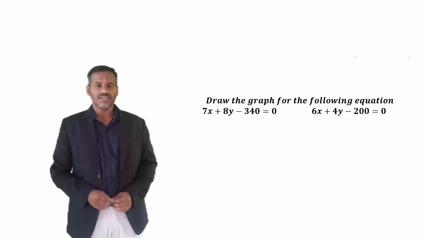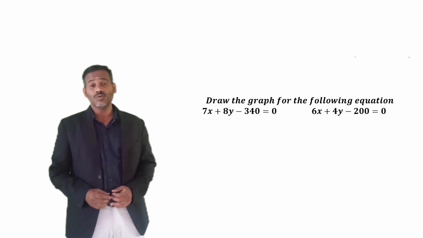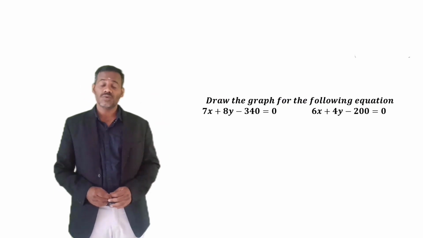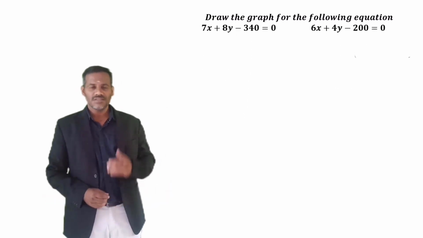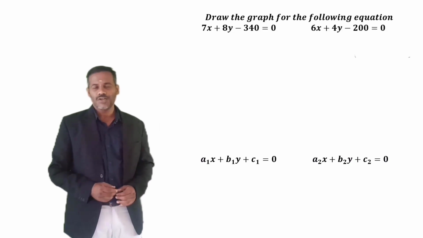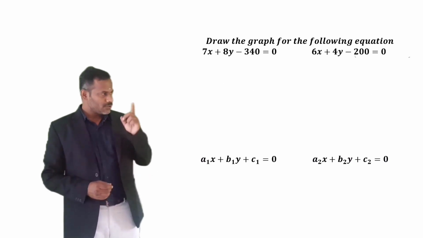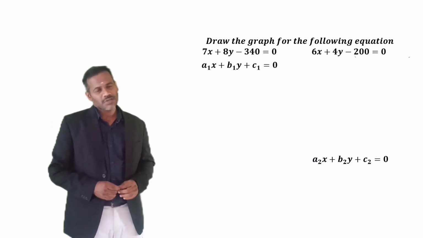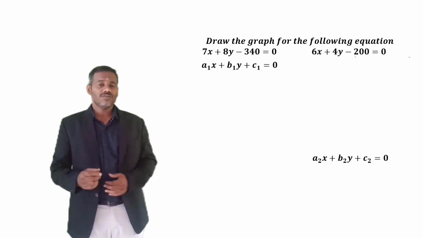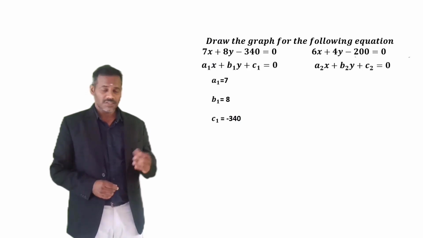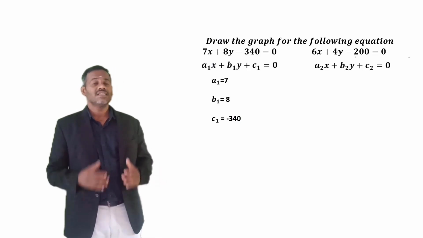On seeing these two equations, we can guess perfectly what type of graph will come and what type of solutions will come. And we know the general linear equation in two variables, that is a1x plus b1y plus c1 equal to 0 and a2x plus b2y plus c2 equal to 0. The first equation, 7x plus 8y minus 340 equal to 0, will be a1x plus b1y plus c1 equal to 0. And the second equation, 6x plus 4y minus 200 is equal to 0, will be a2x plus b2y plus c2 equal to 0.